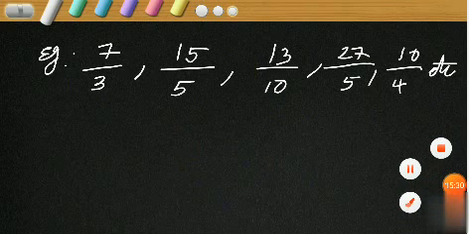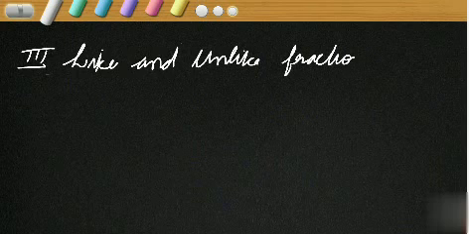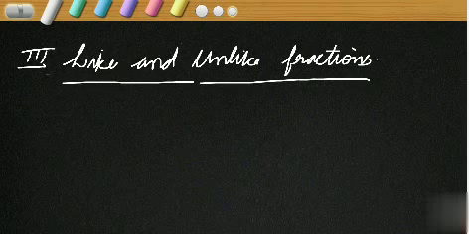Okay. Next we have discussed about what? Yes, like and unlike fractions, isn't it? Roman number 3, like and unlike fractions. What is the meaning of like fraction? What is meant by like fractions? Yes, fractions with same denominator are known as like fractions, isn't it?